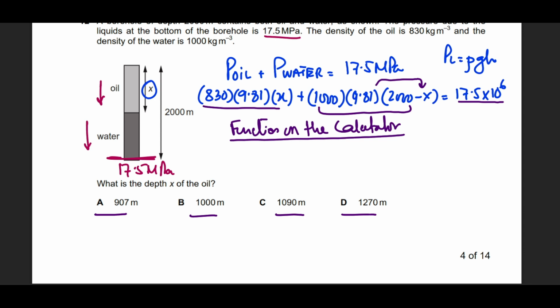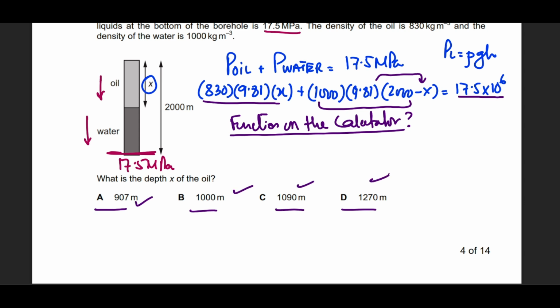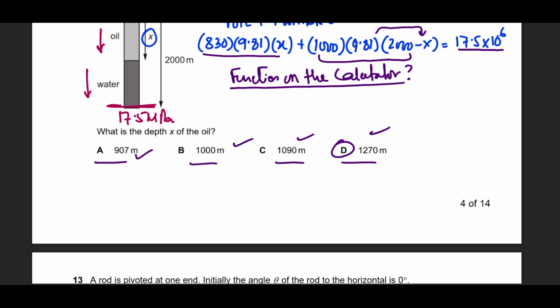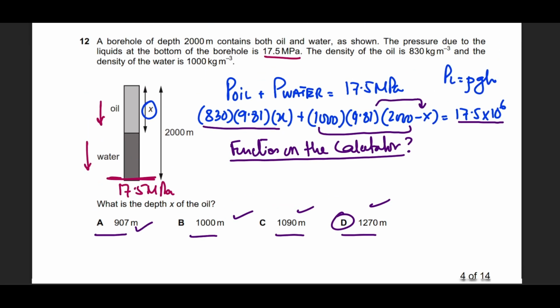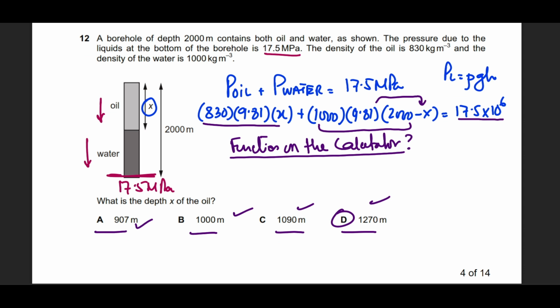I've done this already, and I will cut that part into this video after this MCQ, so you can see how to make the function on the calculator and how to save time. Try all the options and you will see that the answer only matches option D. I can give you the answers for A, B, and C as well. So my point is that if you try option A, let's say you put 907 over here and over here, you should get 17.5, right? So try all the options, then try 1000, then try 1090, then try 1270.